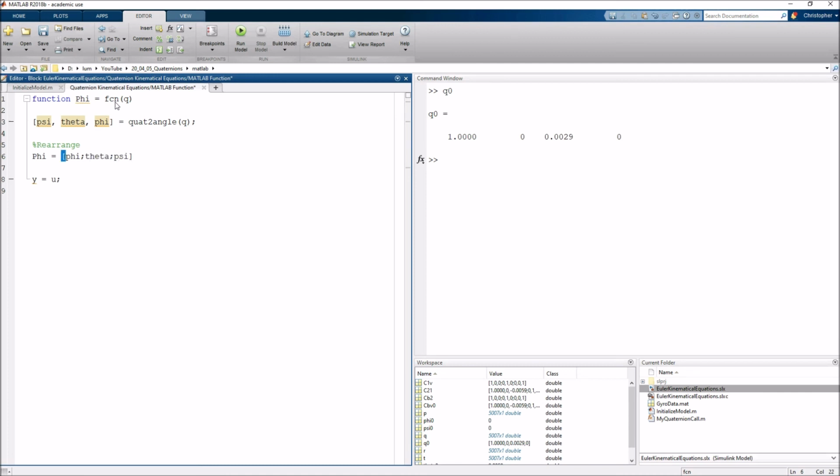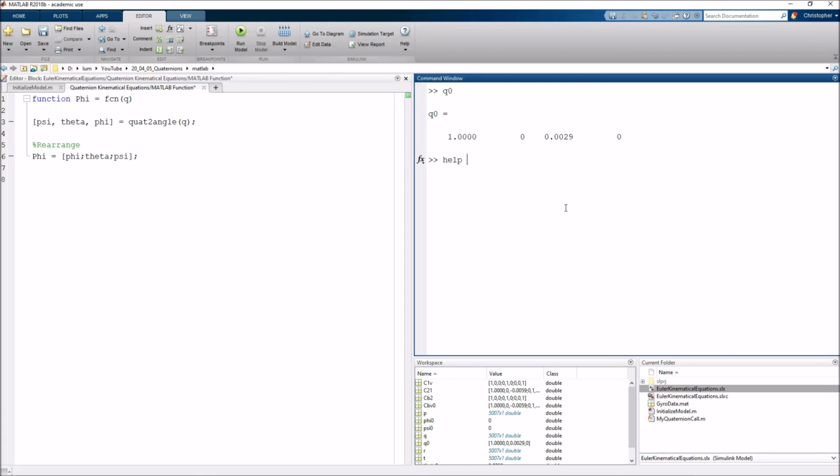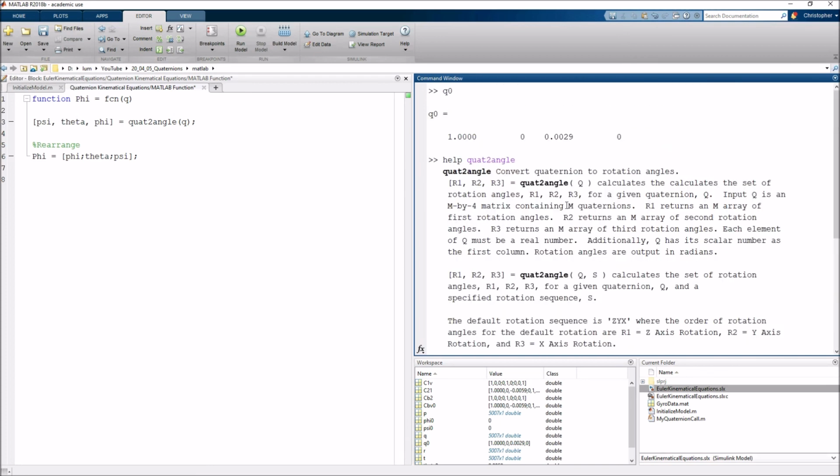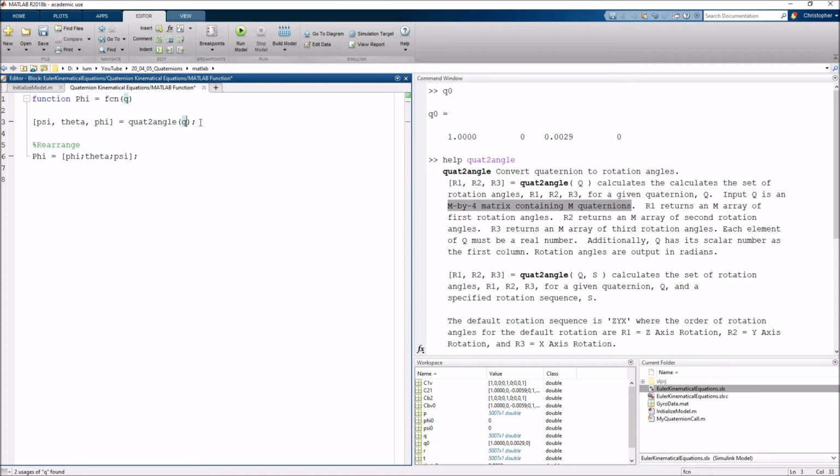Okay? Now, a couple of nuances here. With quat-to-angle, if you read the documentation, we have to be a little bit careful. MATLAB wants these inputs to be m by 4 matrices containing m quaternions. In this case, we have one quaternion, so I need Q to be a row vector. In Simulink, Q is being propagated as a column vector. So I need to stick a transpose on here in order for this to have a hope to work. So let me go ahead and save this.